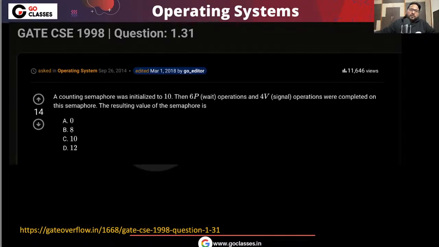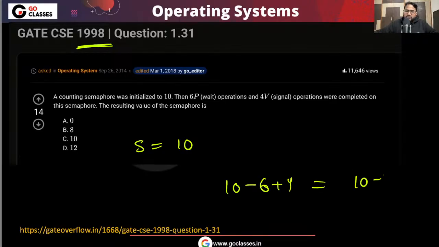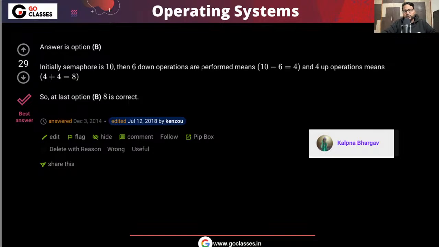Now, this is a 1998 question. What they're saying is that initially the S value is 10 and then 6 P and 4 V. So 10 minus 6 plus 4. Then what does this mean? It means 10 minus 2. It means 8. So that's why B is the answer here. Yeah, this much easy question won't be asked most probably. But if they ask, then at least you should know.